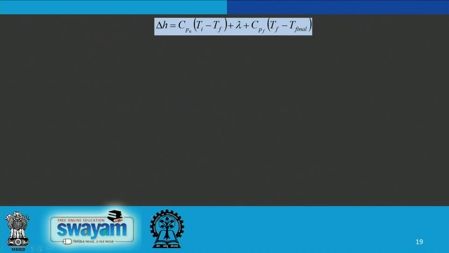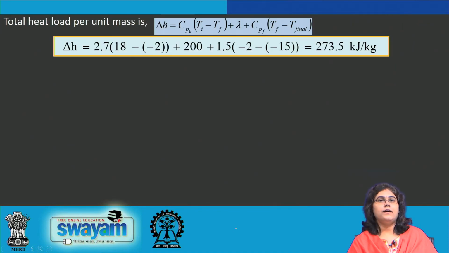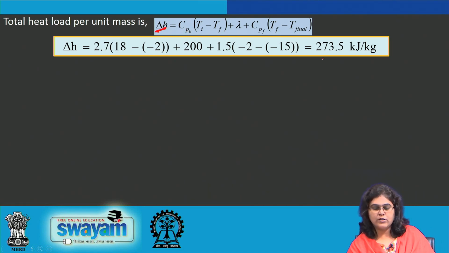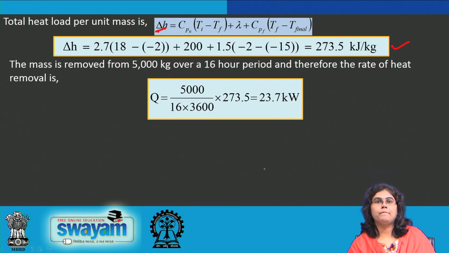Now, coming to the solution part, first we have to find out the total heat load per unit mass, that is given as delta H. If we put the respective values, everything is given in the problem, so we can find out delta H to be 273.5 kilojoule per kg.